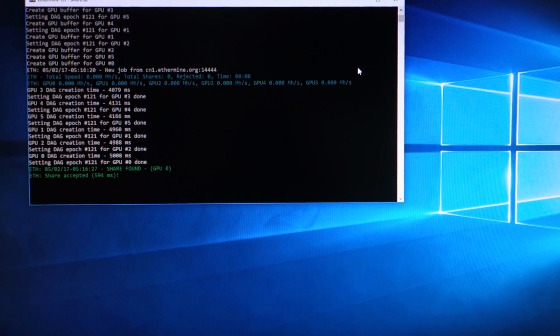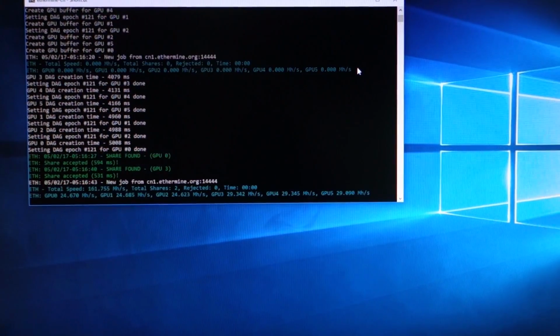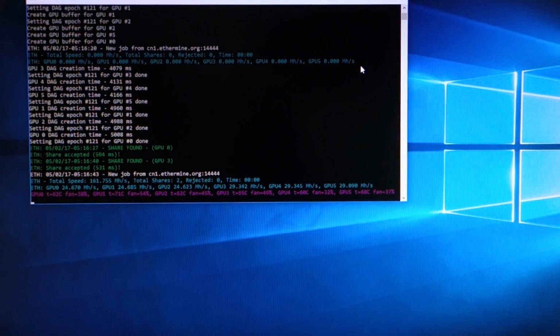Here you can see that 3 of my cards are already modified, 3 of them are not modified. So that's why 3 of them are running at 29 point plus, the others are running at 24 plus.